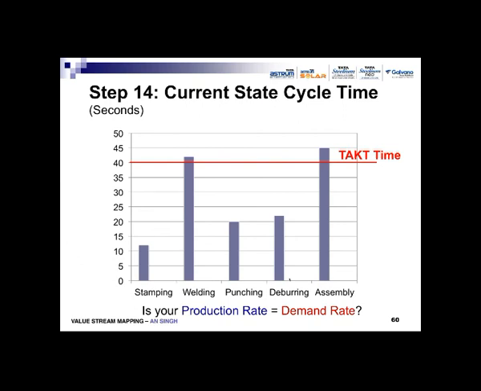Now the same thing, this is a very powerful technique. If you just see the bar graph of the cycle time of all the operations and draw a line of takt time, which is 40 seconds, now if your cycle time is more than the takt time, it means that your production rate is lower than the demand rate. If it is less than that, it means your production rate is much higher than the demand rate.